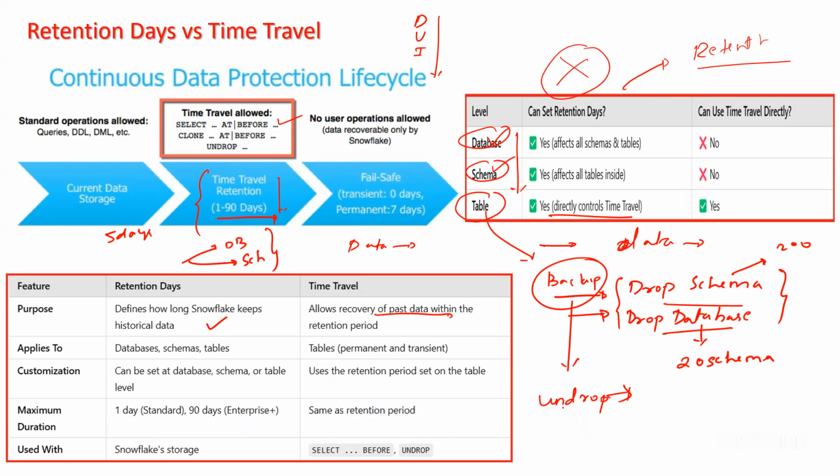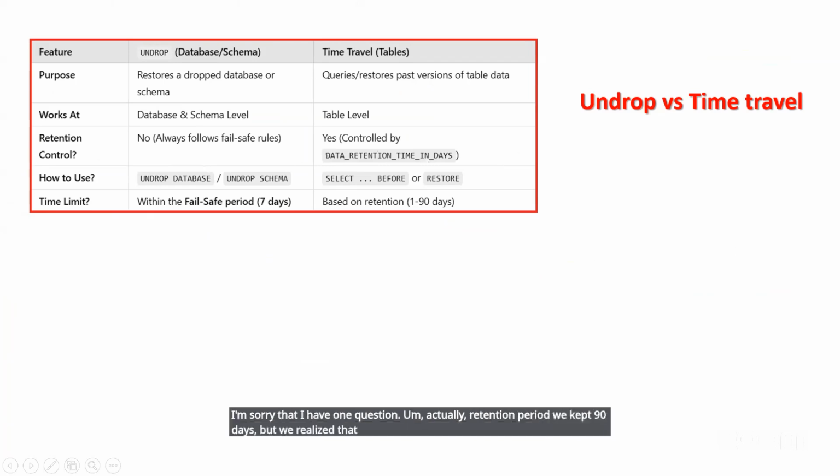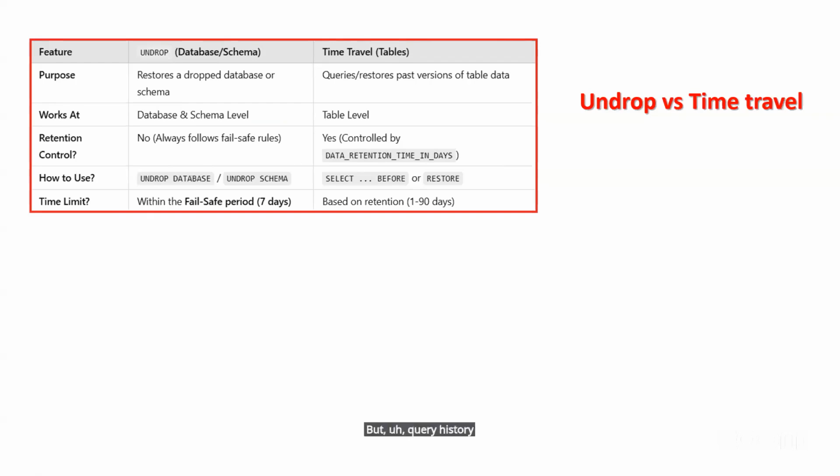Are we good? Yes, sir. Sagar, okay. I have one question. Actually, we kept the retention period as 90 days, but we realized that we made a mistake after 16 days. But for query history, we will have only 14 days, right?